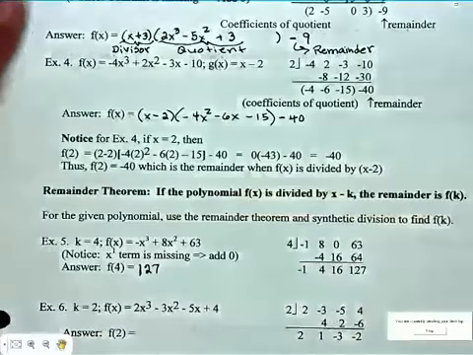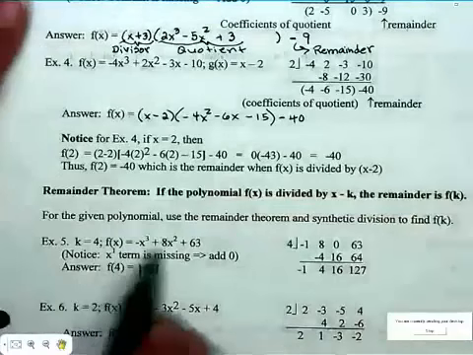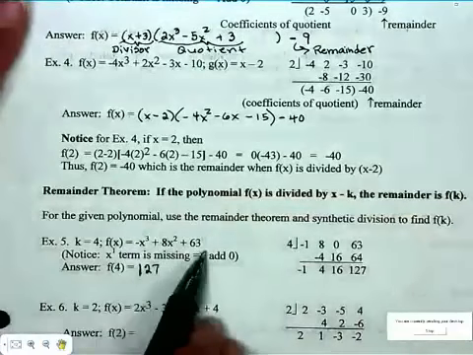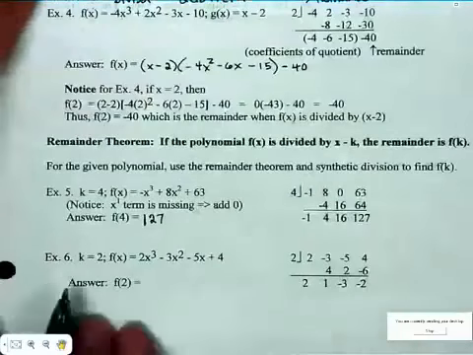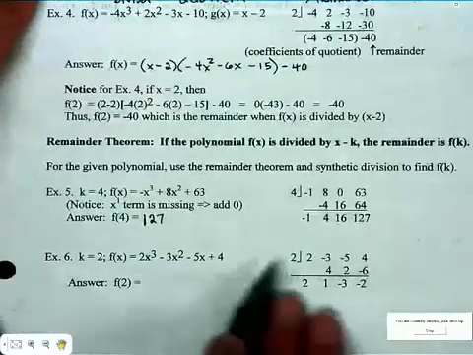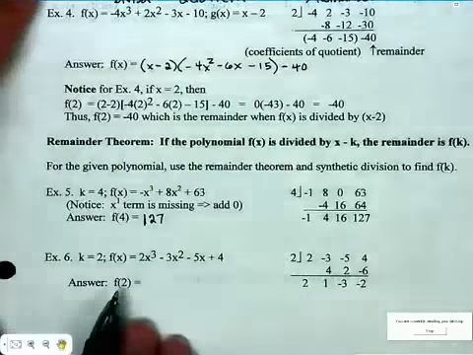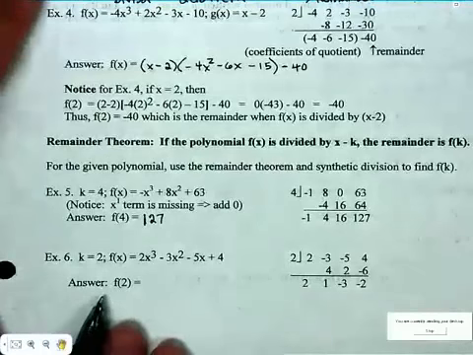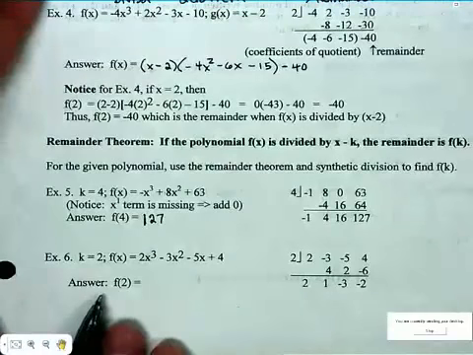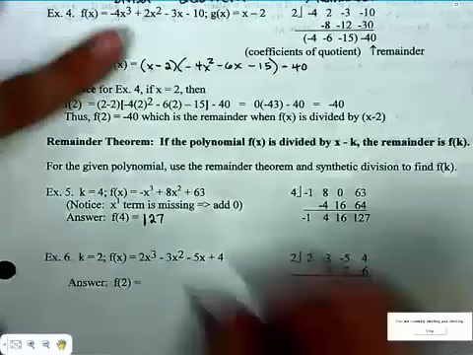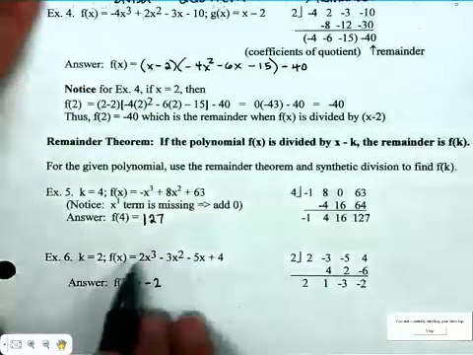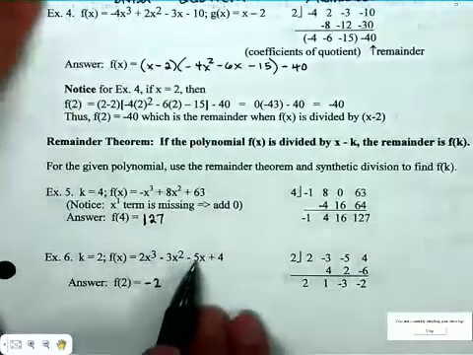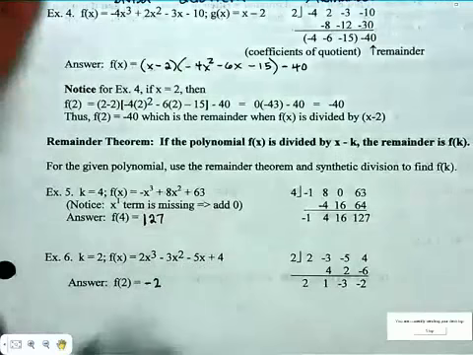And if you don't believe the remainder theorem, you put 4 into this original function and punch it on the calculator, you will get 127. So what about example 6? Find f of 2. Well, I did synthetic division with 2 in the box, and the remainder theorem tells me that f of 2 would be what? The remainder, negative 2. And again, if you wanted to double check it, punch 2 times 2 cubed minus 3 times 2 squared minus 5 times 2 plus 4. It will give you negative 2.